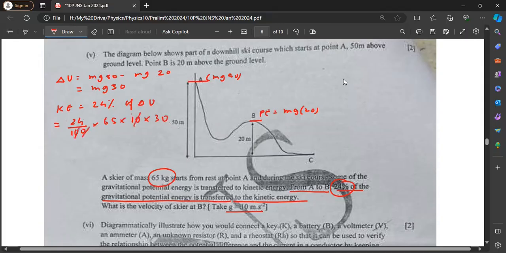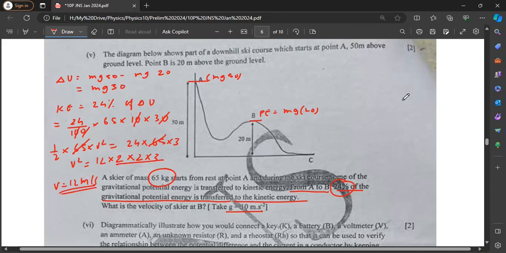So I'm going to cancel these two zeros. And half into 65 into V squared is 24 into 65 into 3. So this is going to get cancelled, and V squared is 12 into 2 into 2 into 3. So this also becomes a 12. So V is 12 meter per second. So that is the velocity.